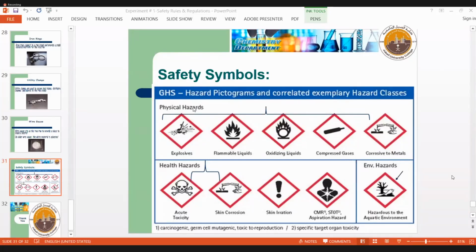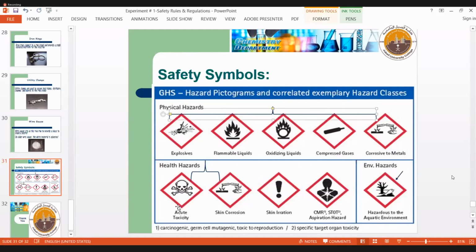Number one here: physical hazards, health hazards and environmental hazards. There are three types of hazards. Number one, physical hazards. You have explosive. Second, you have flammable liquid. The third, you have oxidizing liquid. The fourth, you have compressed gas. And the fifth, you have corrosive to the metal. Right? These are 1, 2, 3, 4, 5. You will use all these 5.